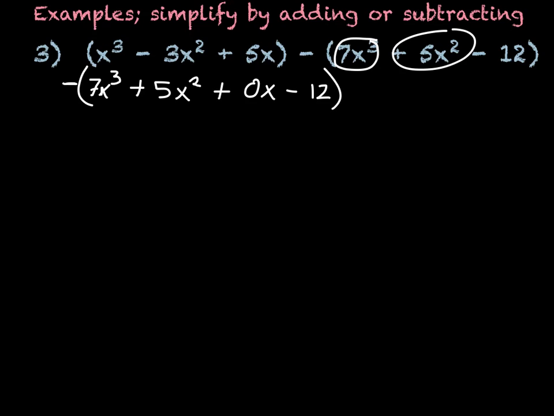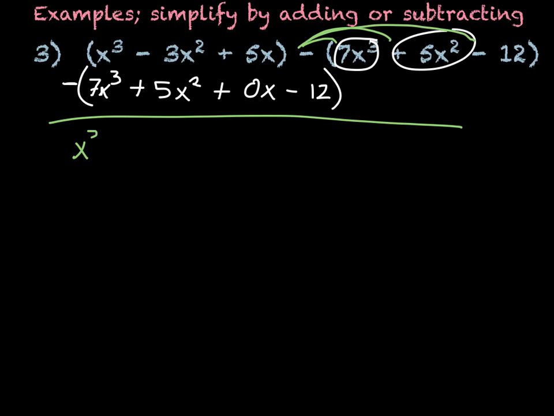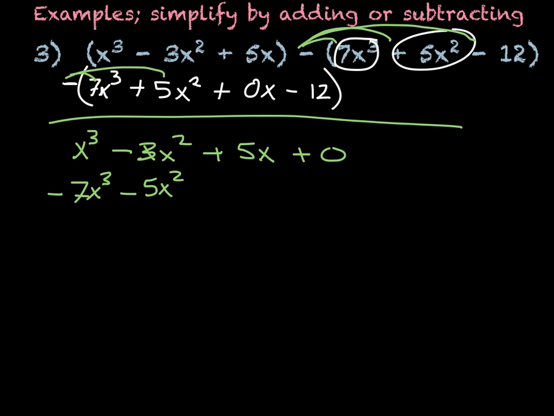Or you can just distribute in your negative sign. Two ways to do it. Now if you do it this way, what we then have is x cubed minus 3x squared plus 5x plus 0 minus 7x cubed minus 5x squared, because you've got to put the negative sign in with all of them, minus 0x plus double negative 12.